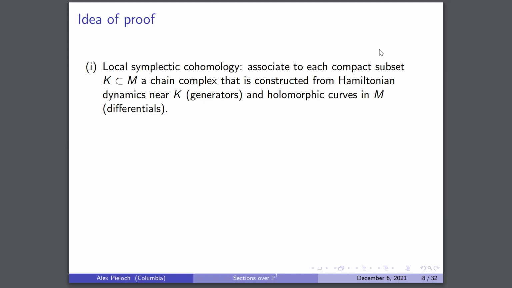So we're going to have some Hamiltonians. We're going to look at the one-periodic orbits of the Hamiltonians. And we're going to have some algebraic way of focusing in on the orbits that are nearby our compact subset and ignoring the ones that are very far away. Okay, so this will give us our generators. And then as usual in Floer theory, we are going to construct our differentials by counting pseudo-holomorphic curves, Floer trajectories, inside of the total space.